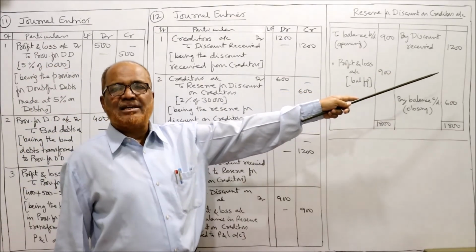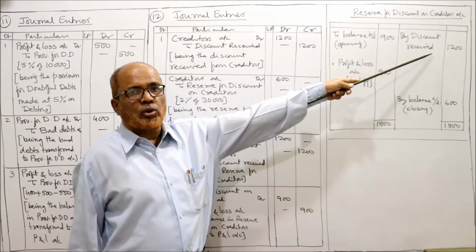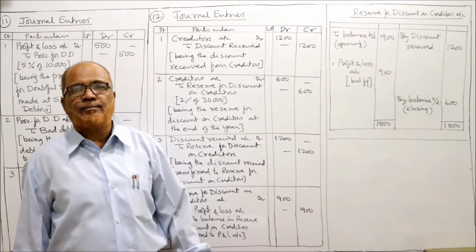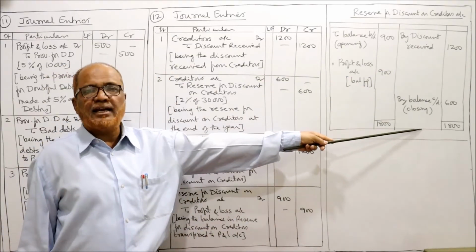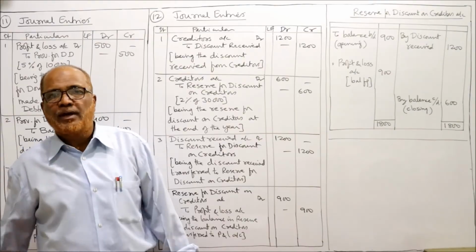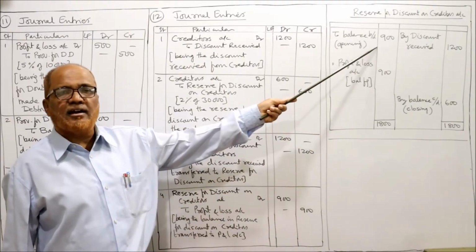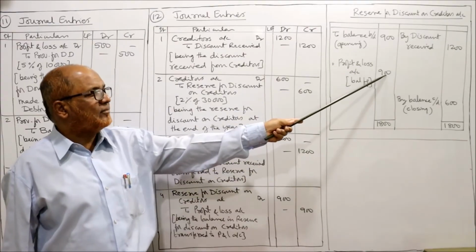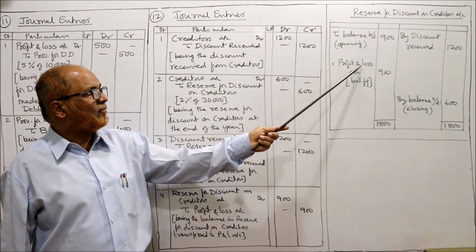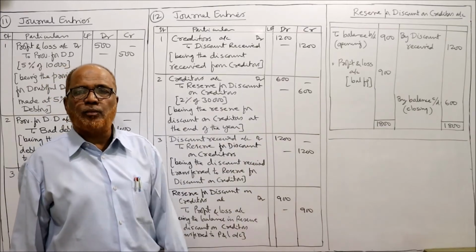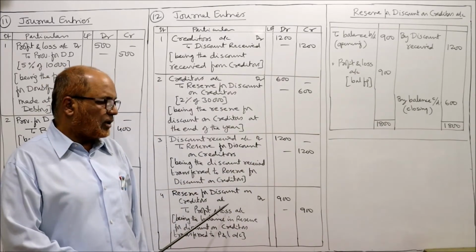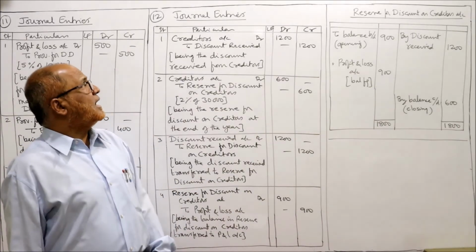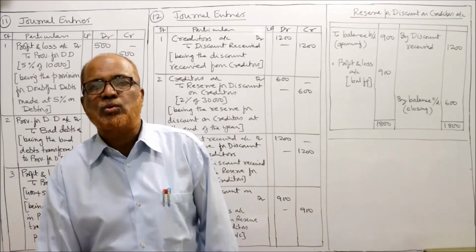Now we find the balancing figure. So on the credit side, if you take the total, 1200 plus 600, 1800 is the credit side total. 1800 minus 900, debit side we have 900. So 1800 minus 900, the balancing figure is 900. So this is the profit and loss account balancing figure, 900 rupees. This will be transferred to P&L account, last entry. That's all. So this is the end of problem number 12.